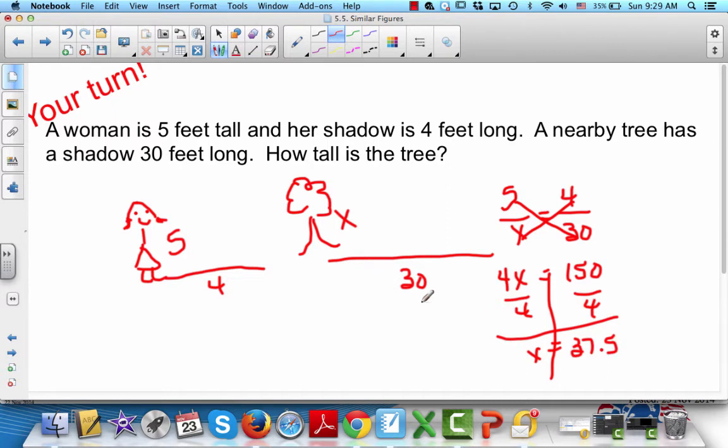And listen, this is the way that people determine how tall mountains are. You can't get out a tape measure and measure how tall a mountain is, and there are trees that are too tall to measure. So this is the method that has been used to figure out the height of things that we can't measure.